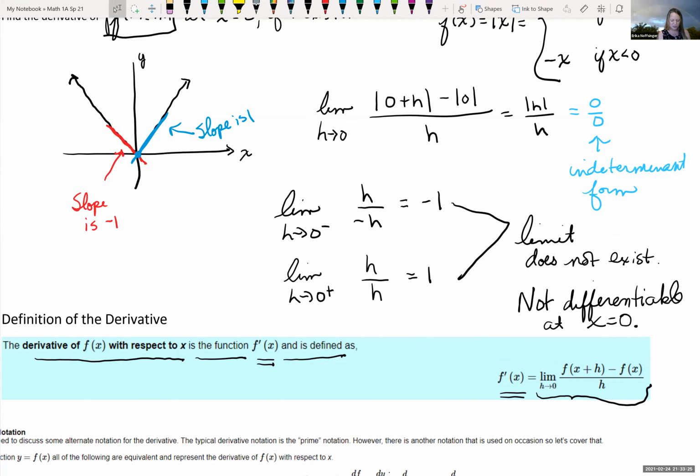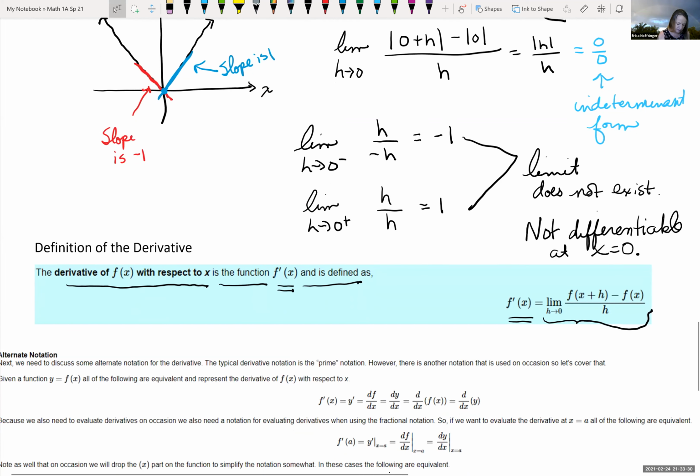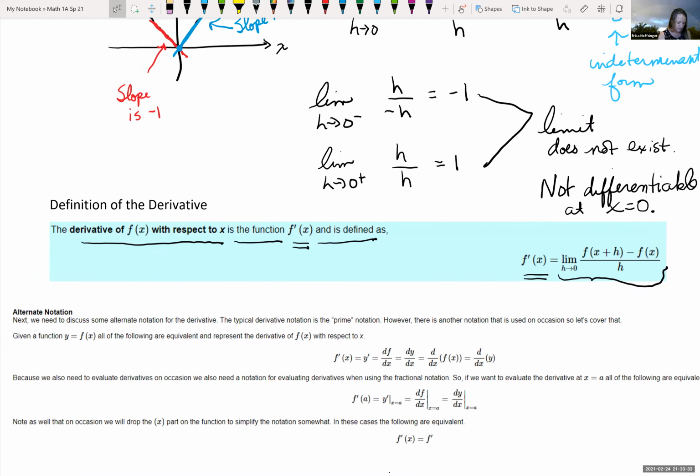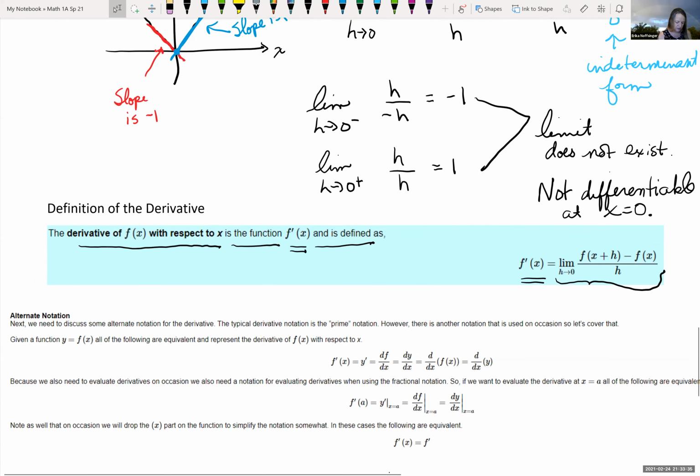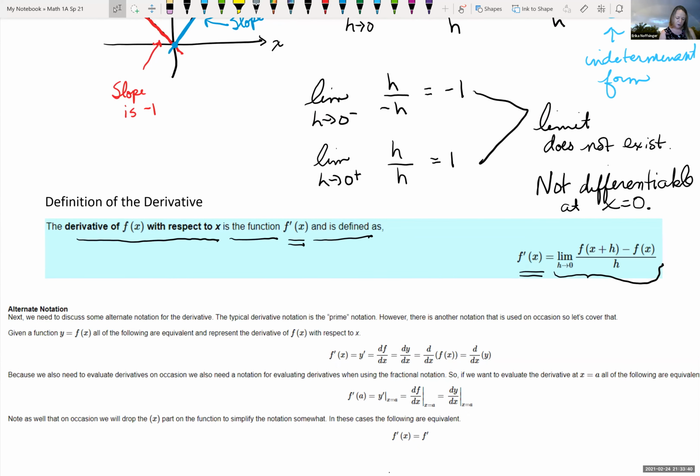Okay, so there are a lot of different notations for representing the derivative. The typical notation is what I have been showing you, the prime notation. However, there's other notation that is occasionally used, so we need to cover that. Your book will go through using all the different notations, so you just have to be familiar with them and know they mean the same exact thing.